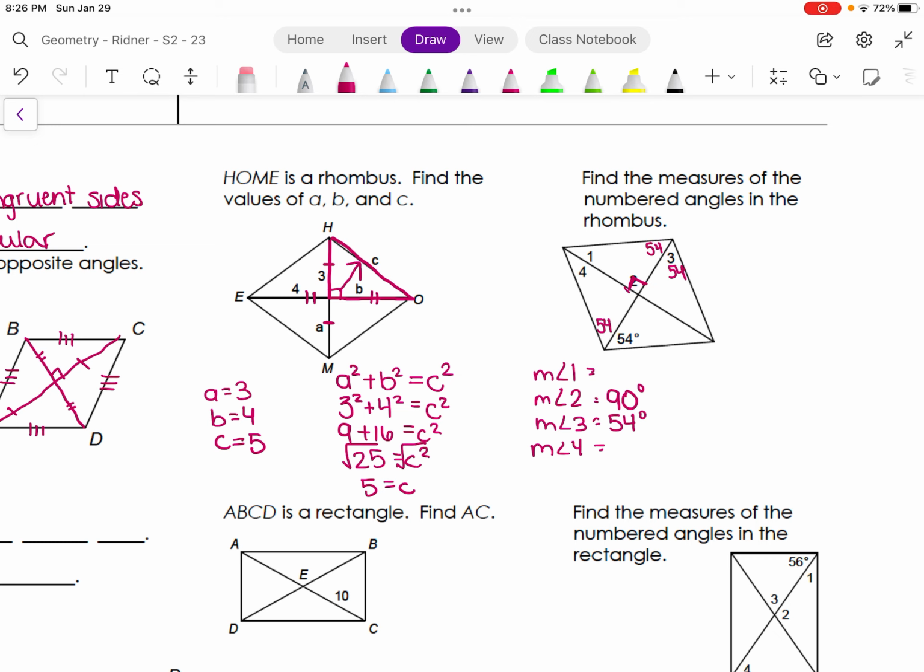Okay, let's look at angle 4 here. If we think about this triangle, I know 180 degrees are in the triangle. I know that this one right here is 90. And I know that that one right there is 54. So the measure of angle 4 must be 36 degrees. And if this is 36, this is also 36.